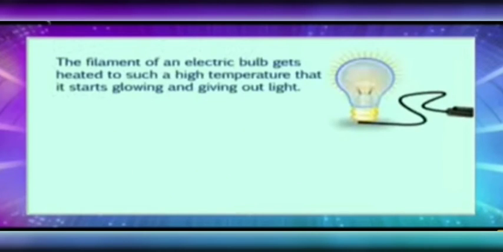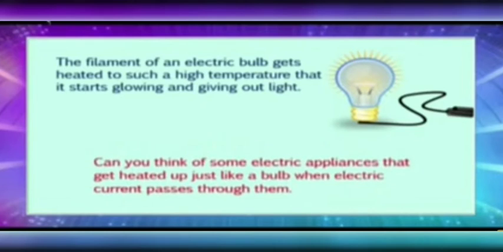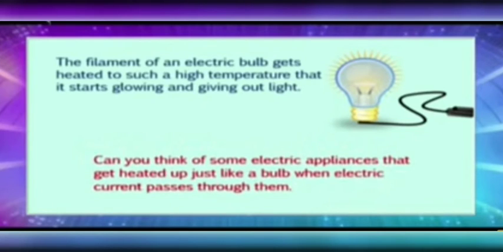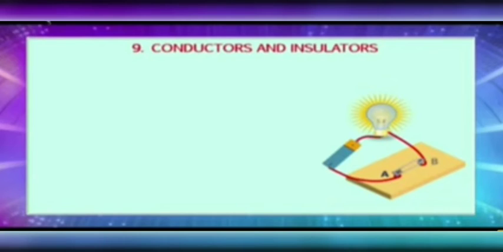The filament of an electric bulb gets heated to such a high temperature that it starts glowing and giving out light. Can you think of some electric appliances that get heated up just like a bulb when electric current passes through them? Conductors and insulators.